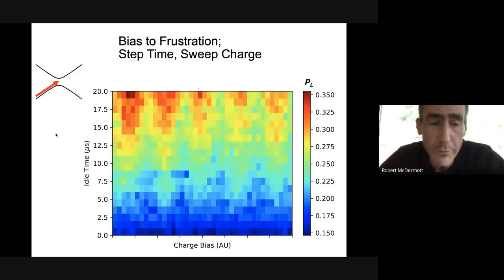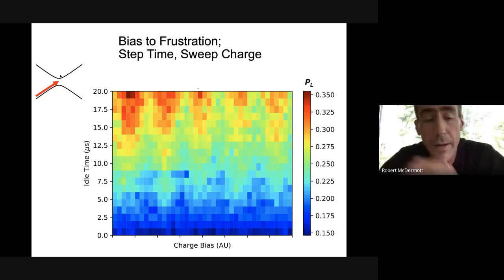So when we perform this type of experiment where we prepare in one of the local minima, bias to frustration, and look for coherent dynamics, as in the case of the Syracuse experiments, we see a very clear modulation of the populations with respect to applied gate charge. So this looks very encouraging. But in this experiment, we're fixing the idle time and stepping through charge bias.